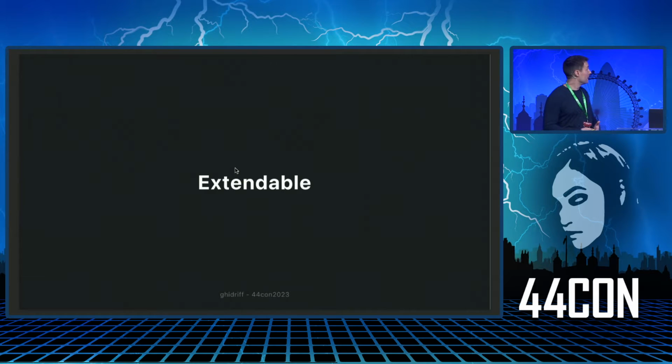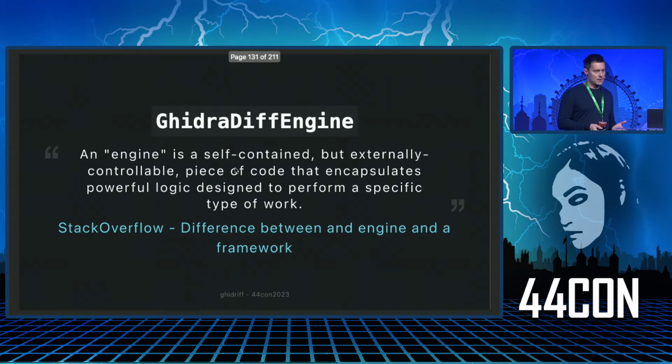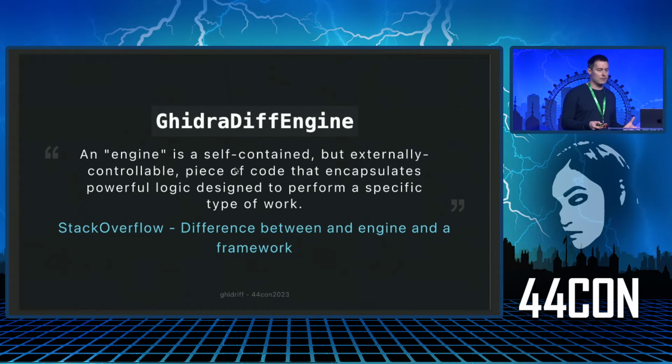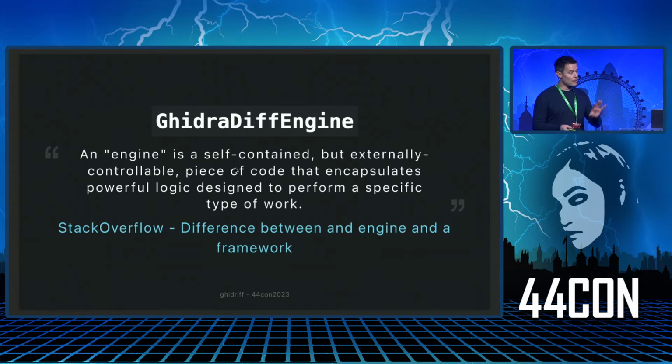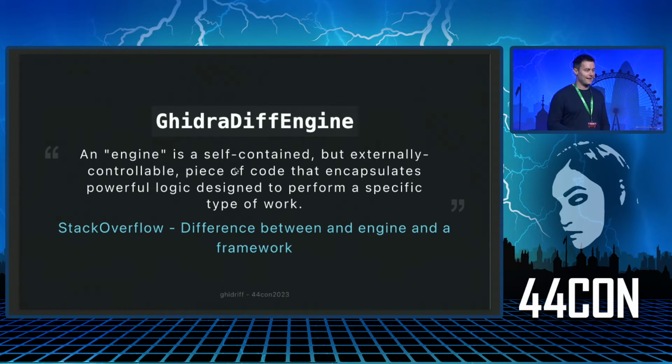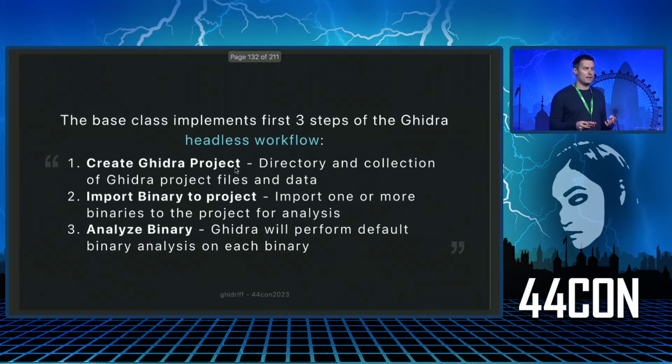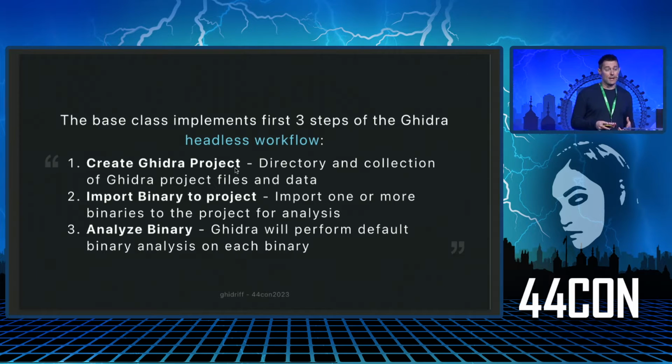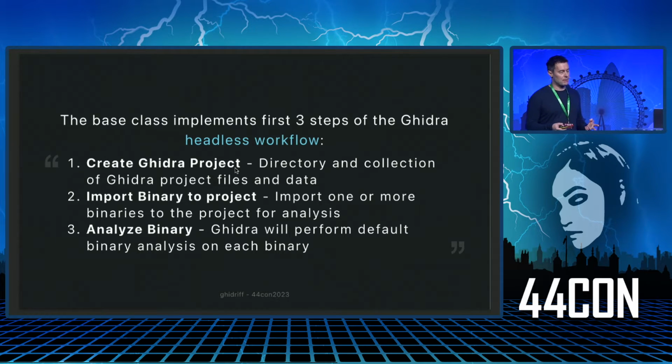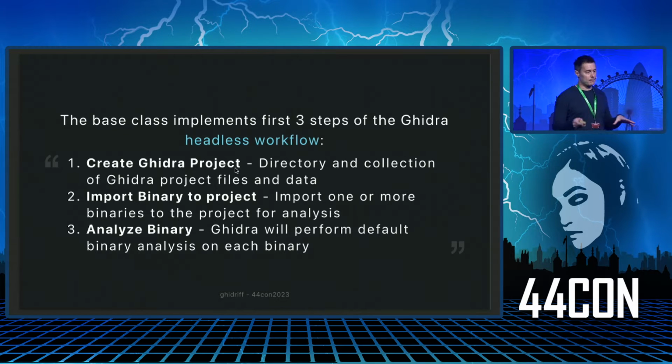I want the tool to be extendable. I wanted others to be able to add new diffing capabilities to it easily. So I wrote this base class called the Ghidra diff engine. And according to Stack Overflow, an engine is a self-controlled, externally controllable piece of code. It encapsulates powerful logic. The diff engine itself handles all of the initial workflow steps that you need for any kind of scripting project with Ghidra. It creates the project itself, it imports the binary, and it analyzes the binary.